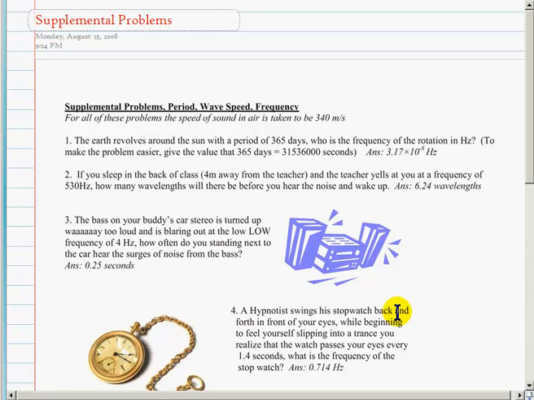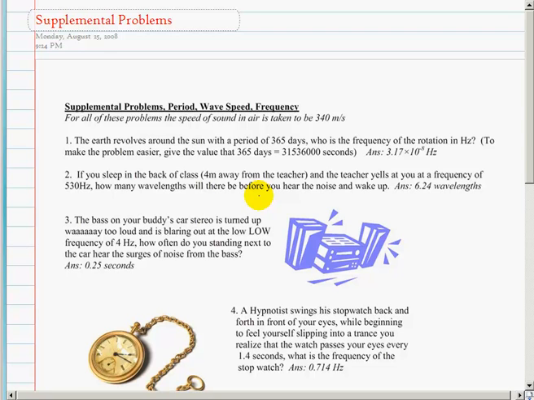Number 2 on our supplemental wave problem reads as follows. If you sleep in the back of class 4 meters away from the teacher, you're smart, you're hiding from me, okay? And the teacher yells at you at a frequency of 530 hertz. La! How many wavelengths will there be between you before you hear the noise and wake up, okay? And so we'll see what we get. Hopefully we'll get around 6.24 there, okay?